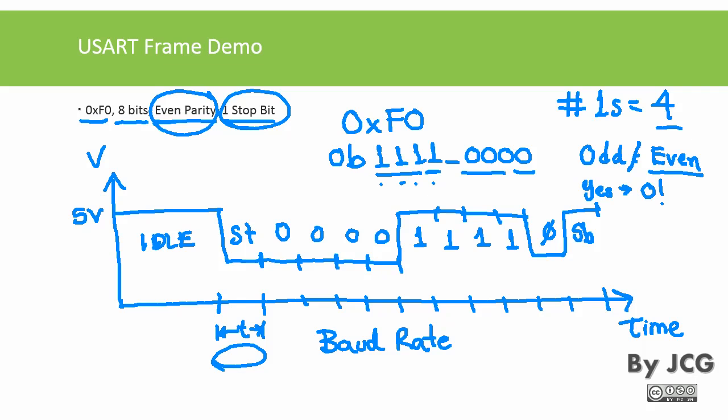And then after this, you can either go low or you can remain at high. If you remain at high, you're going to remain idle, and if you send a low, you're going to start a new bit. That is what the frame looks like in serial transmission.